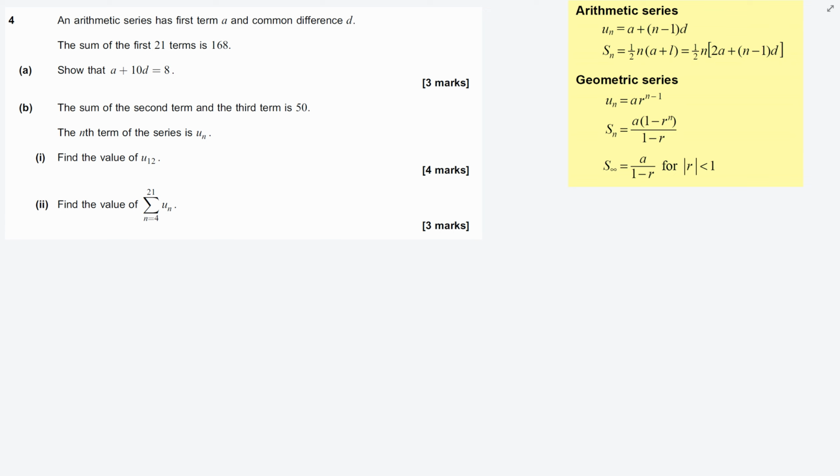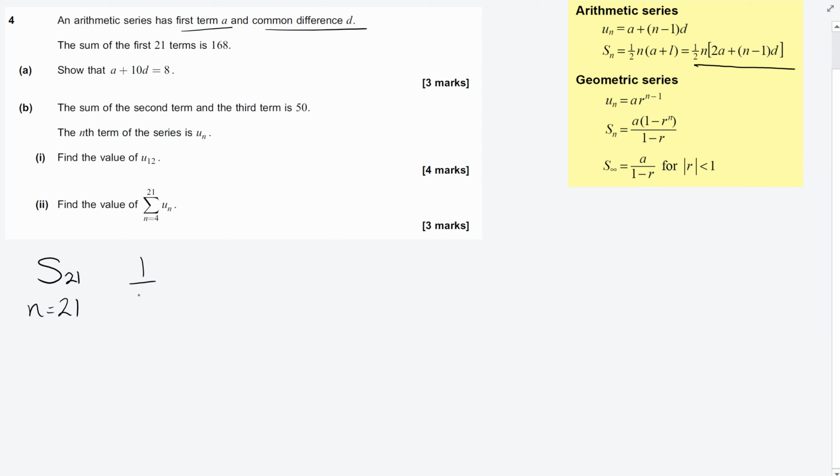So we're going to have to use the sum formula, and we're looking at something with the first term and the common difference. So I'm likely to be using the second sum formula, which is the one that involves common difference and first term. I don't want to be using the first form where you've got last term. So we are going to be using the sum of the first 21 terms. So n here is 21.